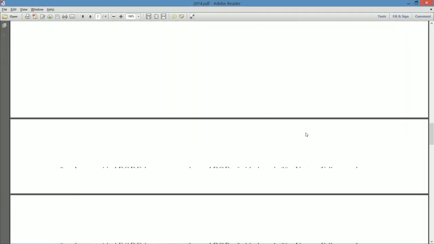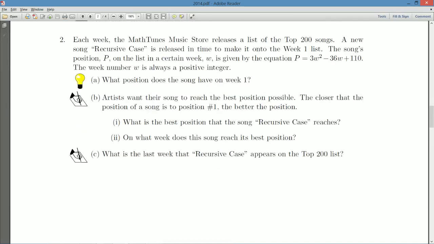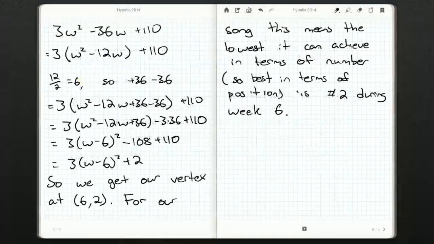All right, C part, which is the last part in question number 2. What is the last week that Recursive Case appears on the top 200 list? Okay. So it's top 200 songs. So let's ask ourselves, during what weeks are we on the list? And that way we'll know that the next lowest week number is going to be the week that we go off the list. Now we're told that the week number is always a positive integer.